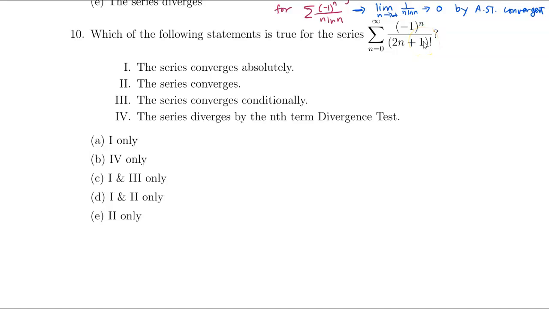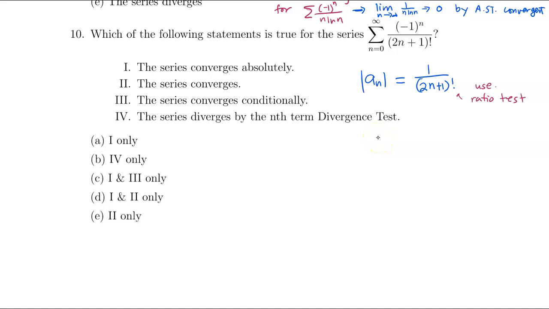So what we normally do is we take the absolute value of the series first. So we take the absolute value of a sub n, and that is equal to 1 over (2n plus 1) factorial. That's the absolute value. And then you can determine convergence of that. So if there is a factorial, because of that factorial, you will have to use the ratio test. Always, right? If there is a factorial, you would have to use ratio test.